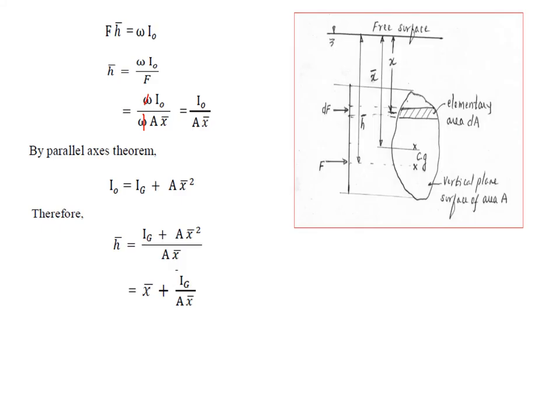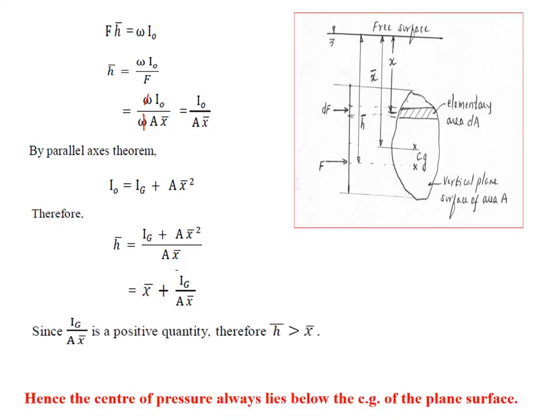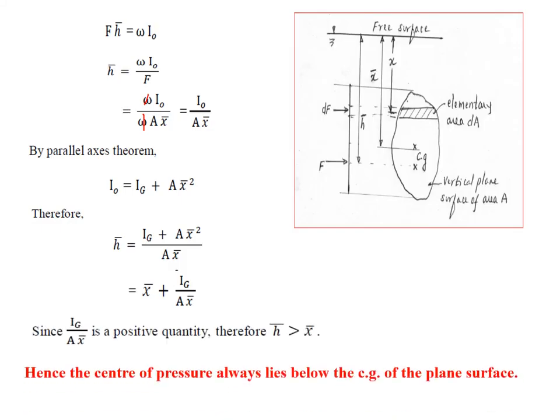Hence the center of pressure, where the force F is acting, which we have taken at distance H bar, has to be always greater than X bar. That's why the center of pressure always lies below the CG. So hence it is proved that the center of pressure always lies below the CG of the plane surface. So if they ask you to find the location of the center of pressure, it is given by H bar equals X bar plus Ig by X bar.